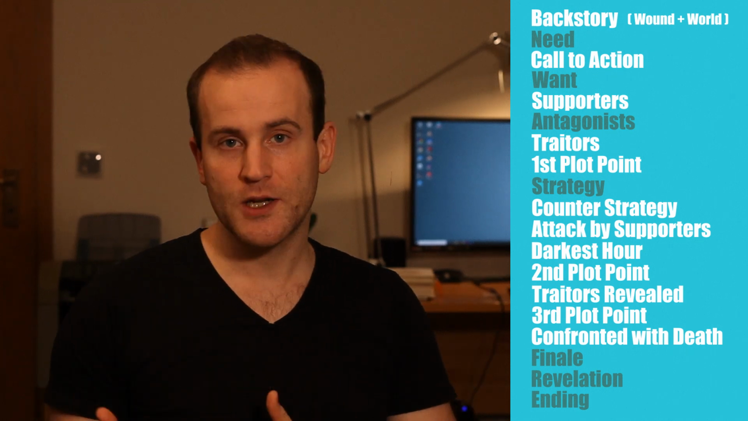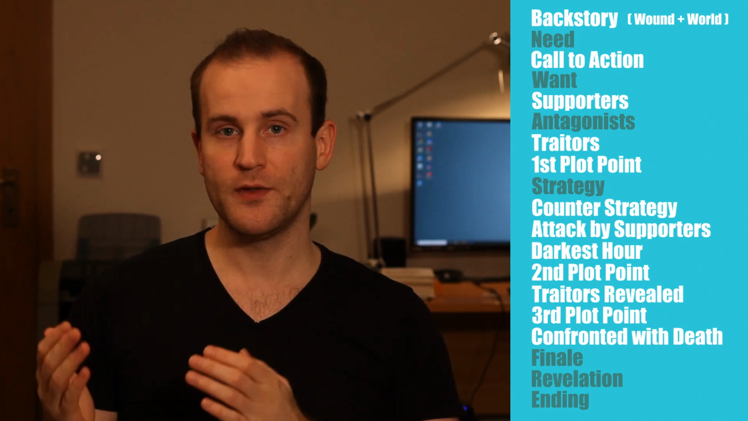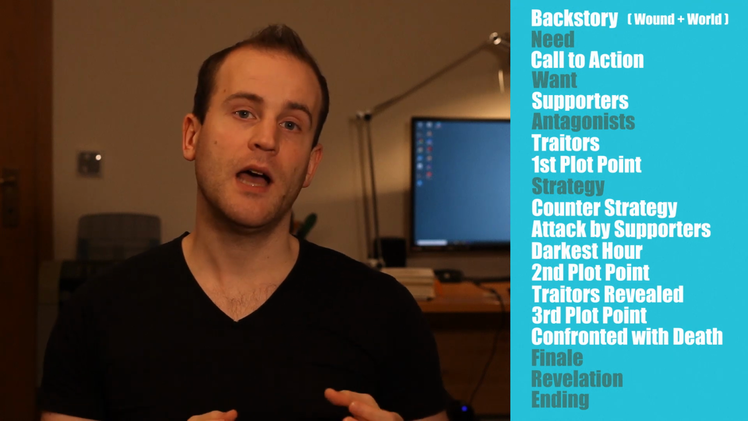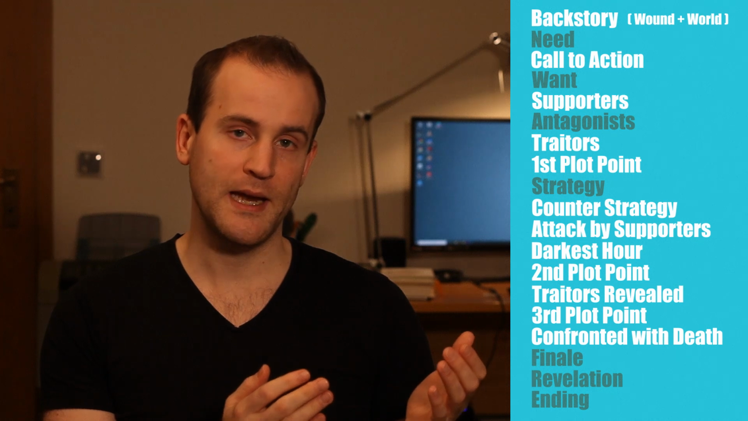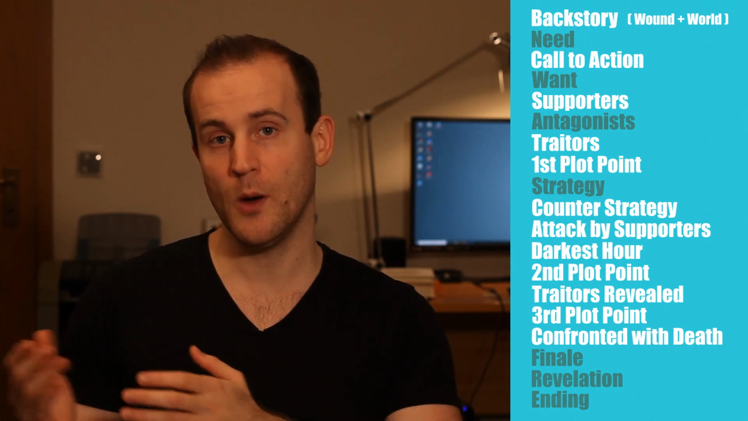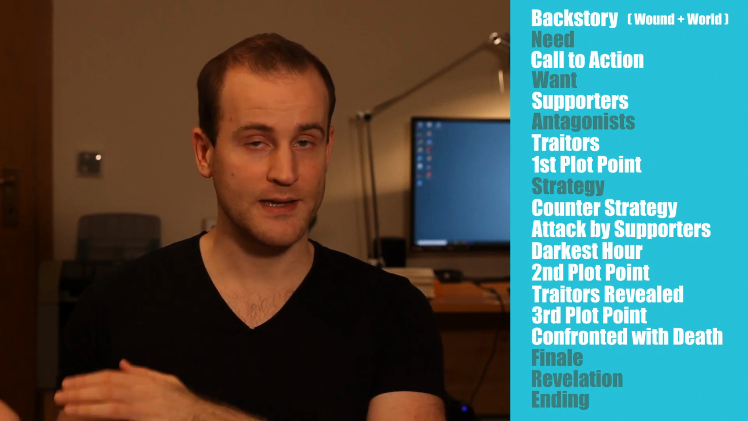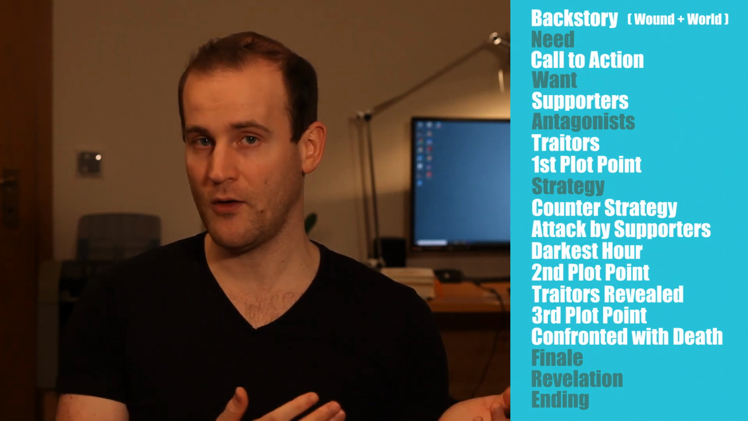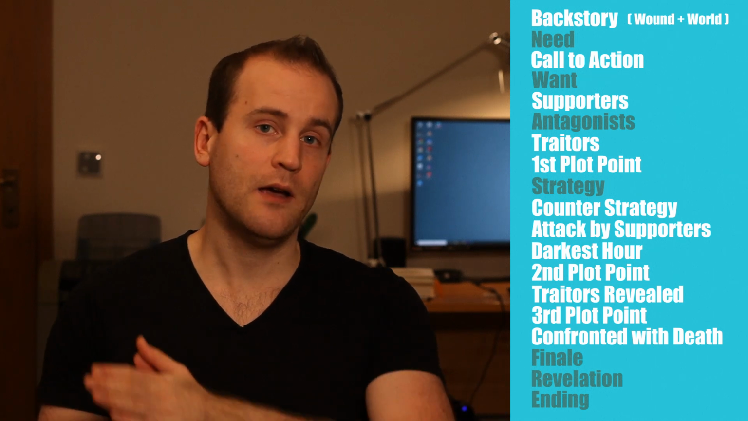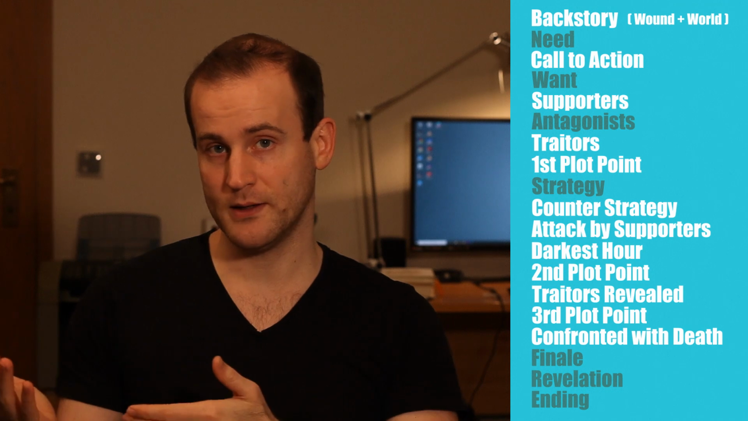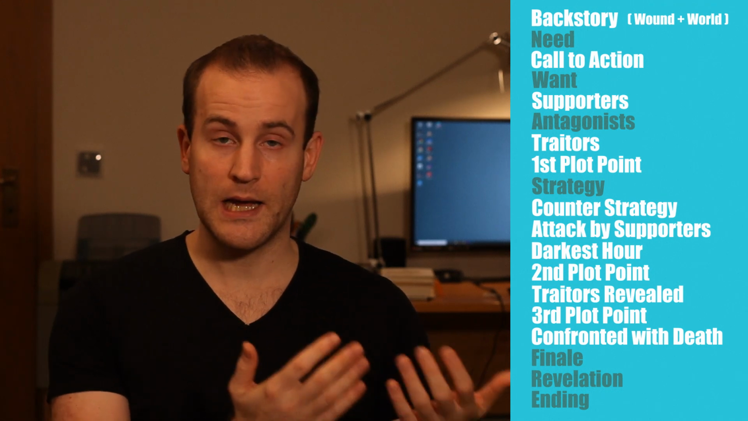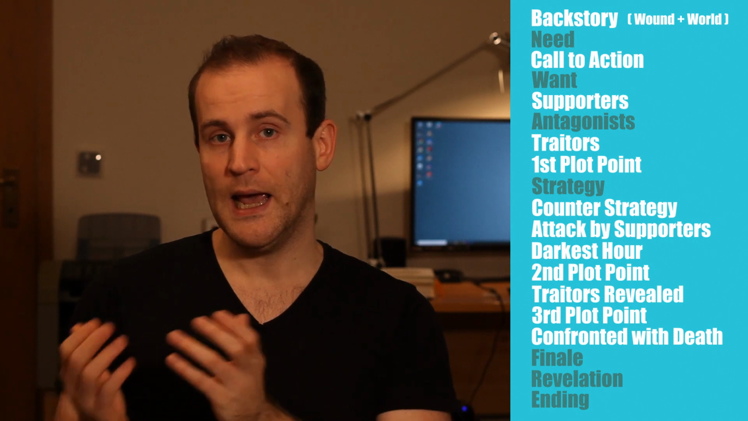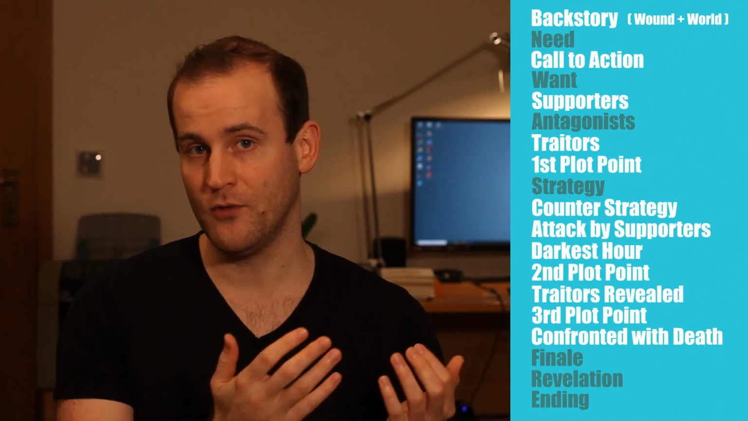Next, we have the strategy and the counter strategy of the antagonist. These make up the middle part of your story. How does the main character plan to overcome the obstacles, and how does the antagonist plan to defeat the main character? Next, we have the attack by the supporters, which means that the hero, the main character, the protagonist does something wrong and the supporters attack him for that.